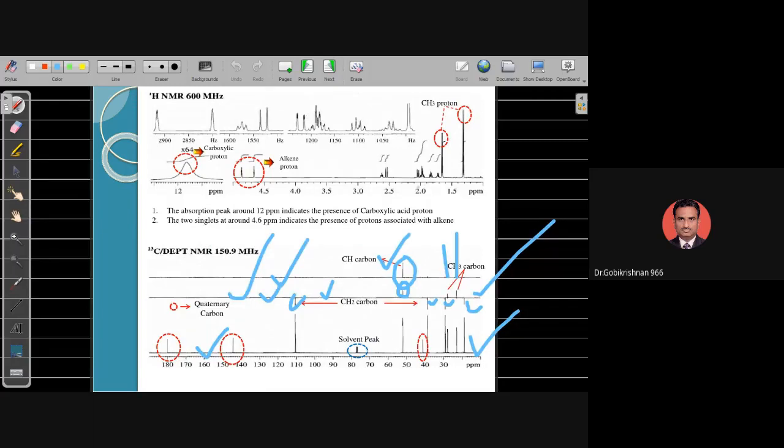Sometimes I will give you a C13 picture and an H1 NMR picture, and I will ask you how many CH2, CH3 and quaternary carbon atoms are present, and how many protons are there in this picture. You have to tell. That may be the question. Then all of you will be able to understand.